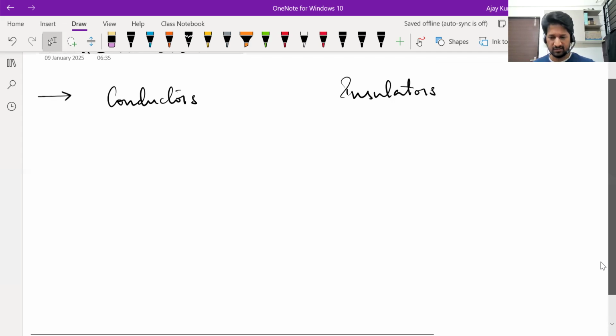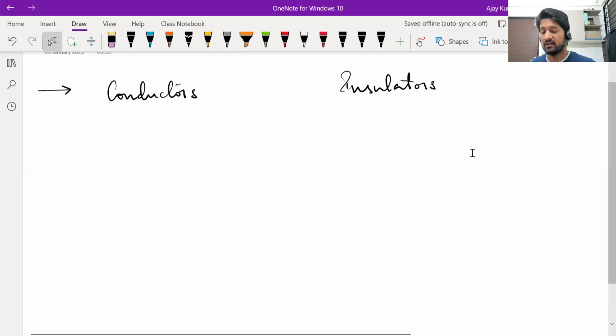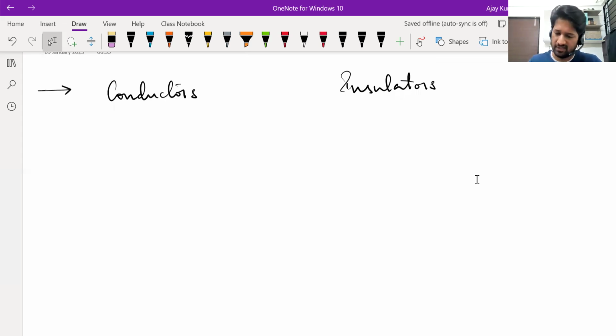Okay. Because conductors have more free electrons. They have free electrons. Insulators do not have free electrons. Fine. Now, what are free electrons?